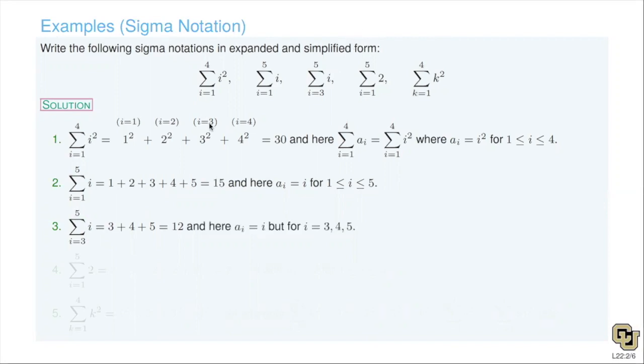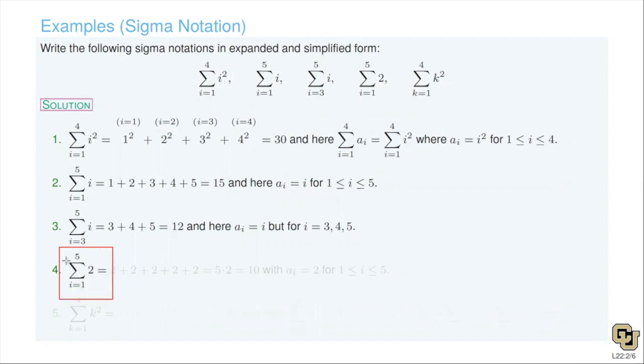And here, again, a sub I is equal to I, but the domain is different. In this case, the domain is only 3, 4, 5, as compared to the previous example, where the domain was 1 through 5.